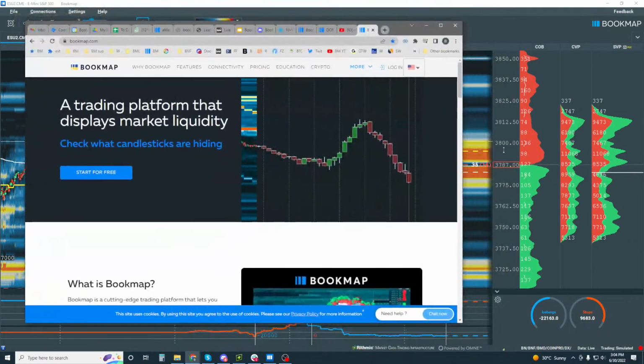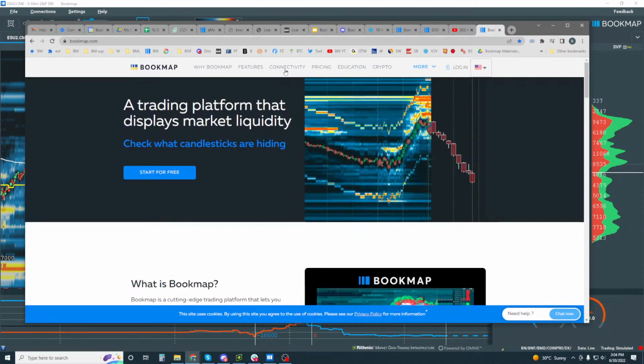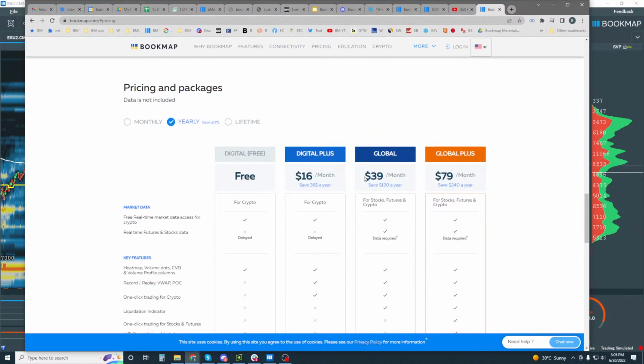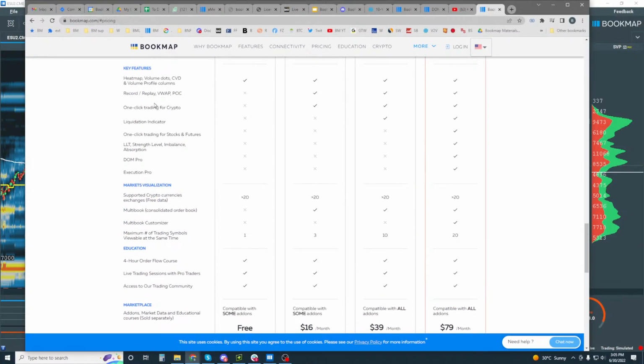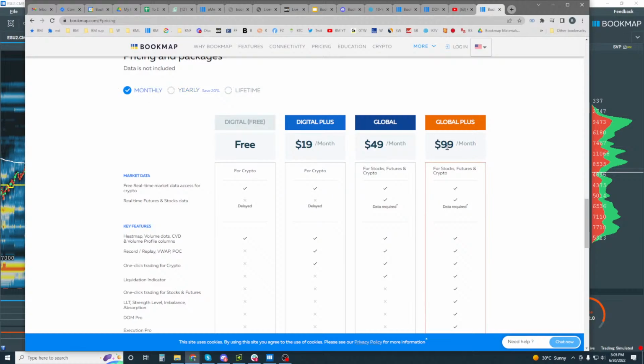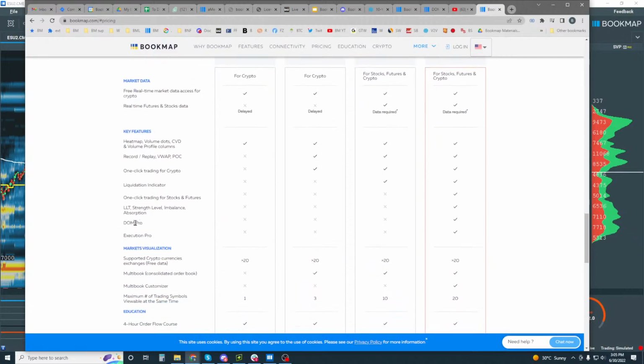And we'll go to bookmap.com. What's required here, we can go down to the pricing section and look at the different versions of Bookmap. And you'll see from the add-ons, key features, you can see Dome Pro and Execution Pro. These are the two products we're going to go over, and they're only available with your subscription for Global Plus. So that's how you can get it. You have to be a Bookmap Global Plus subscriber. Monthly it's $99, yearly it's $79, or you can get it for lifetime as well. That's what's required to get it.